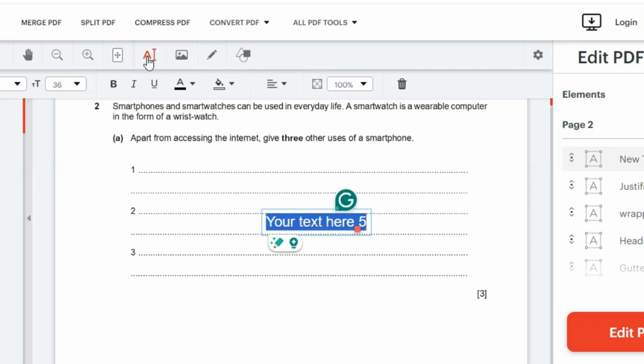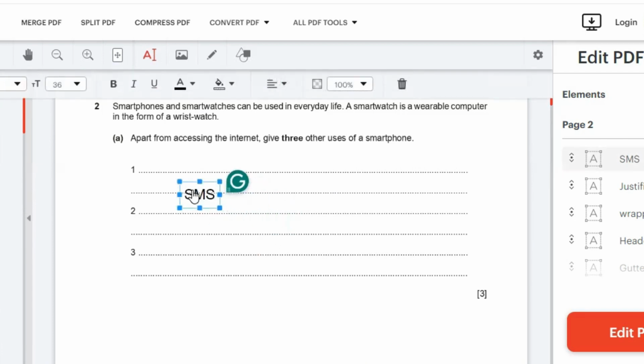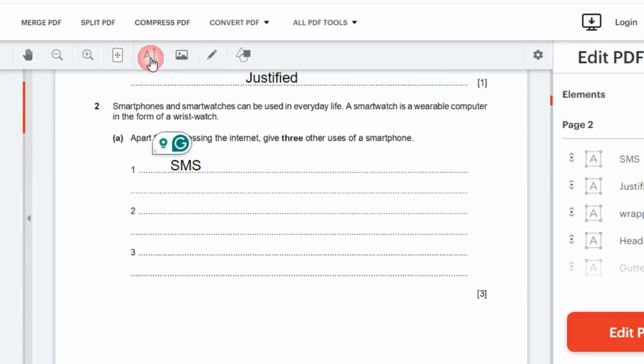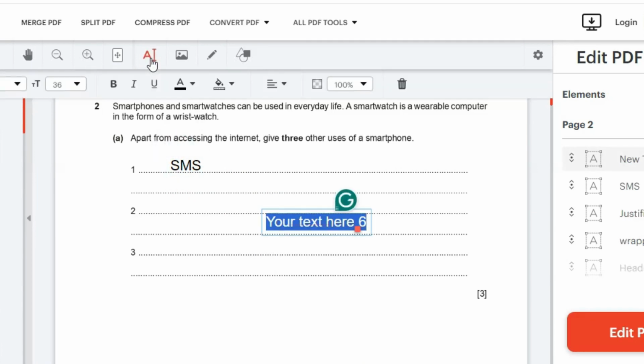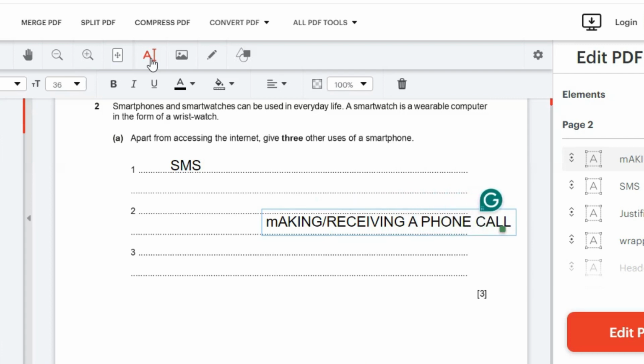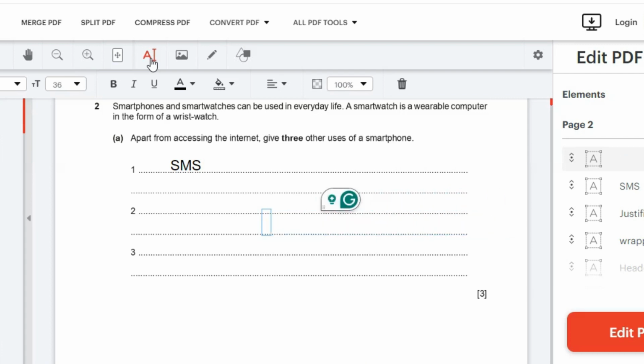All right, we use it to send SMS. SMS, that is short message service. Another thing that you do with your smartphone is making and receiving a phone call. You can make and receive a phone call with your telephone.